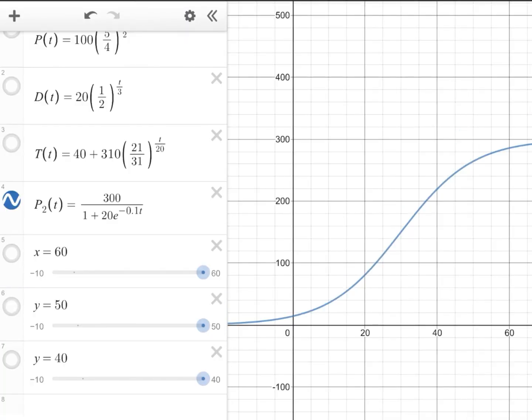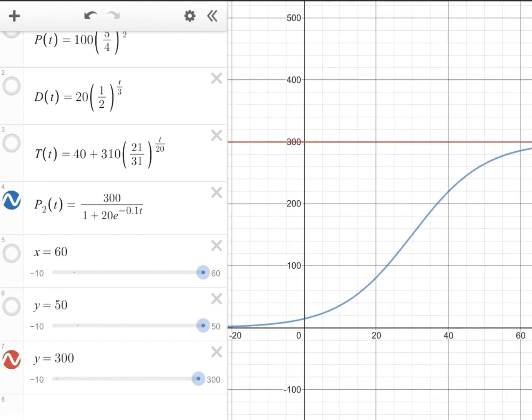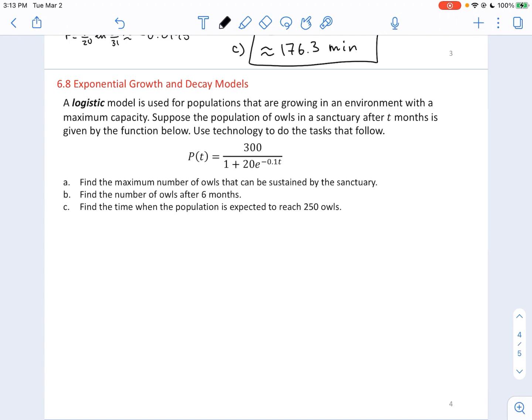And you can see exactly where it's leveling off. It looks like it's leveling off at a height of 300. We have a horizontal asymptote at y equals 300. It is not a coincidence that that's also the numerator of this model. So find the maximum number of owls that can be sustained. Well, that's going to be given by this numerator. We looked at our graph and we noticed that as t gets larger, as time goes on, the population at time t approaches 300 owls.